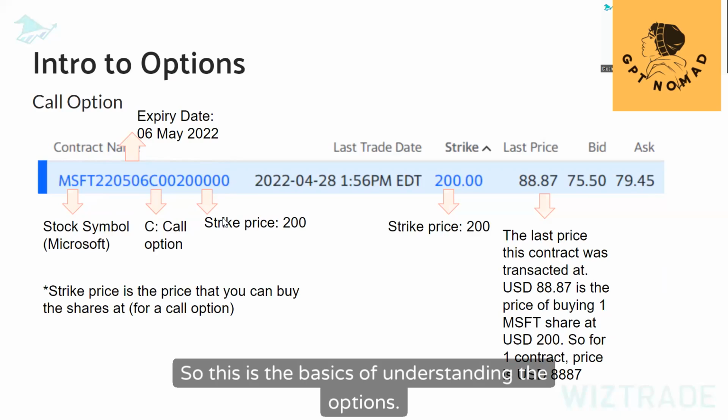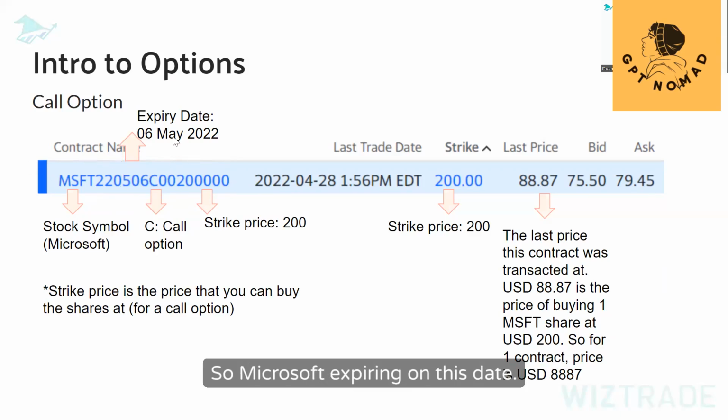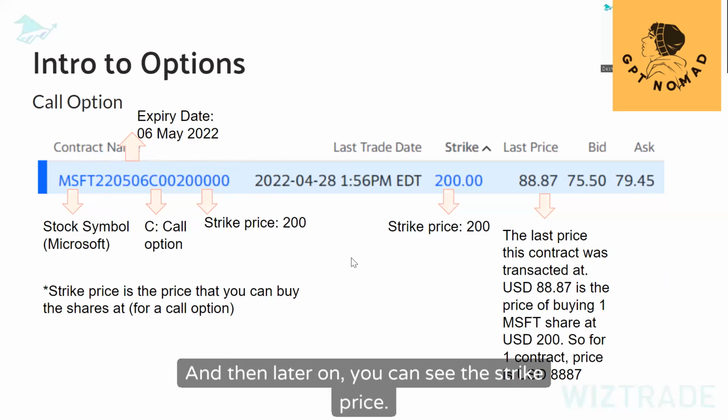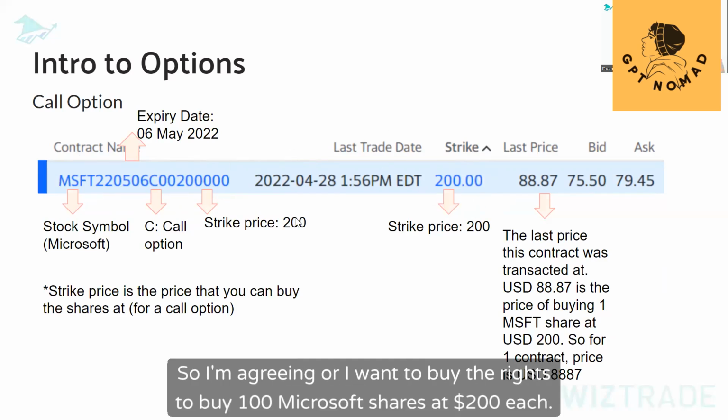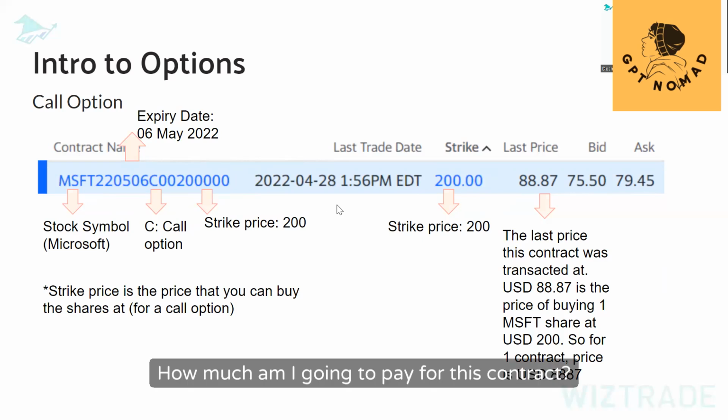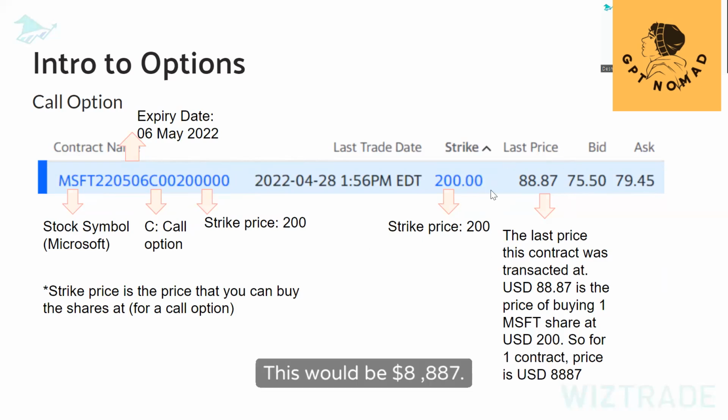So this is the basic of understanding options. Microsoft expires on this day, it is a call option, and then you can see the strike price. So I want to buy the right to buy 100 Microsoft shares at $200 each. How much am I going to pay for this contract? This would be $187 US dollars.